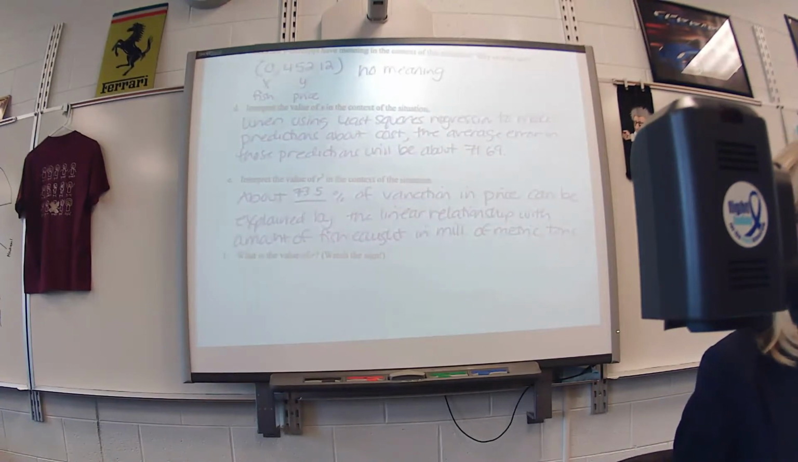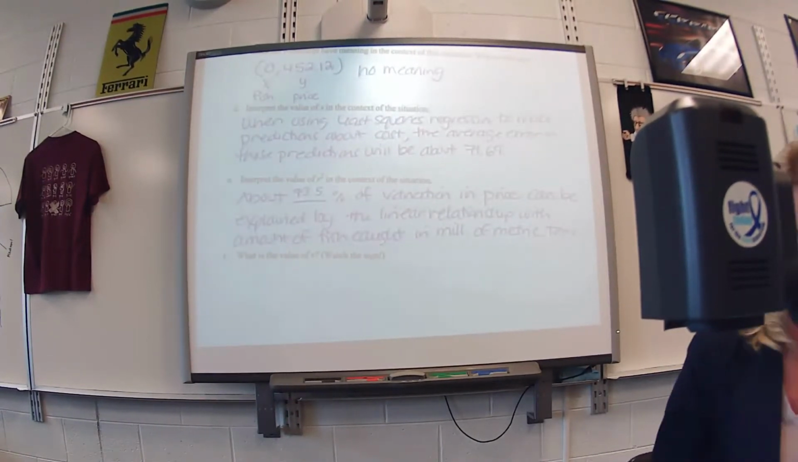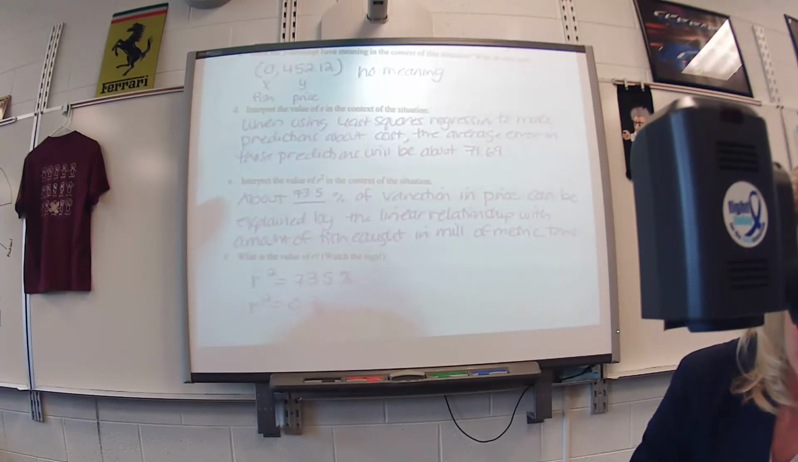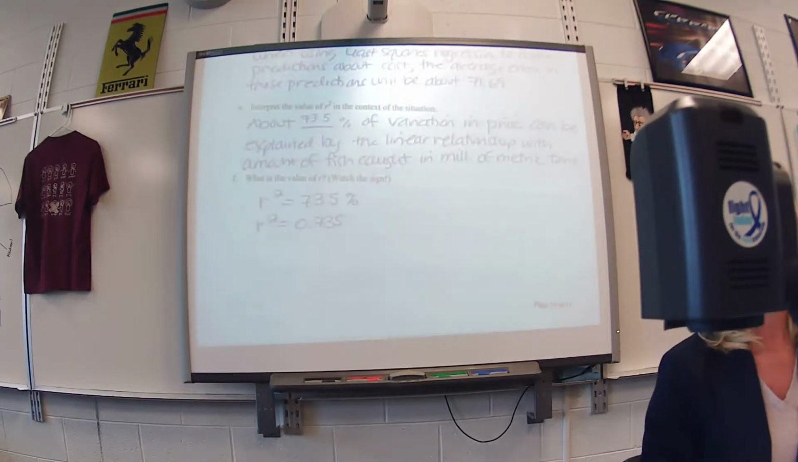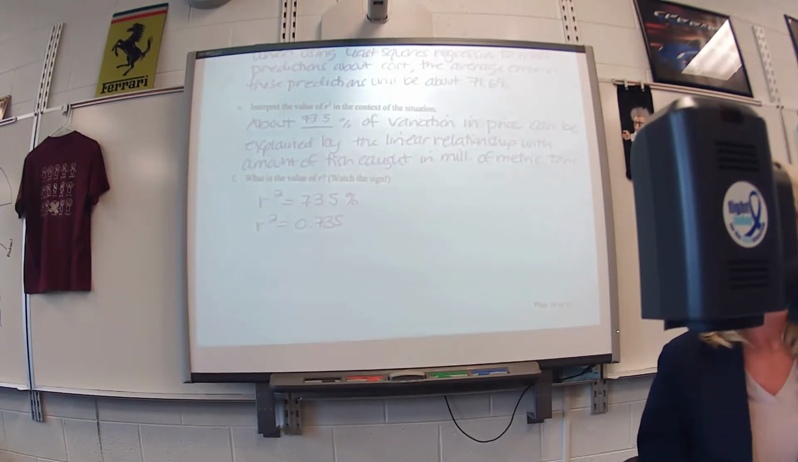What they don't give you on the printout, Minitab will not give you R, because they assume if they give you R squared, guess what you can figure out? Okay, so they give us R squared is 73.5%. So let's change that into an actual decimal so we can do some math with that. So if they give you R squared, how do you find R?